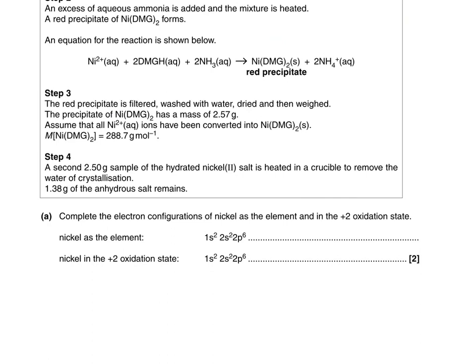Right, first one should be fairly straightforward. It's electron configuration of nickel as an element. So 3s2, 3p6, 3d8, 4s2. Doesn't matter if you've put the 4s2 first. In fact, that's probably more likely. But when we're emptying, we empty from the 4s first. So that gives us 3p6, 3d8.